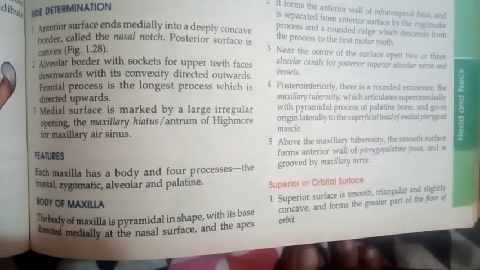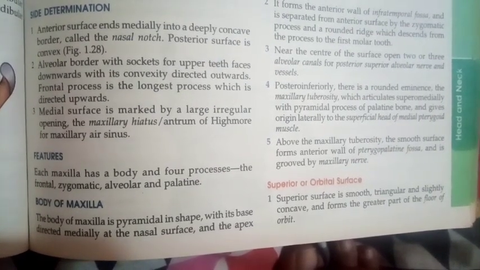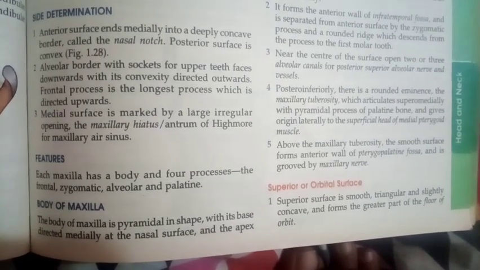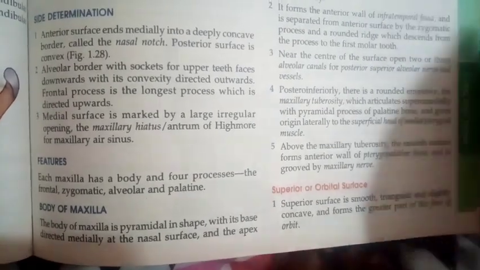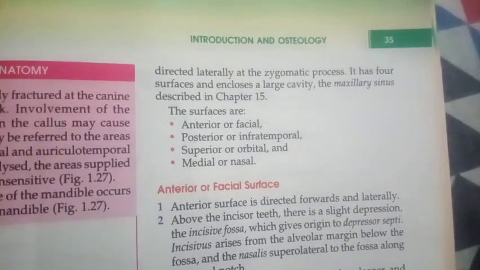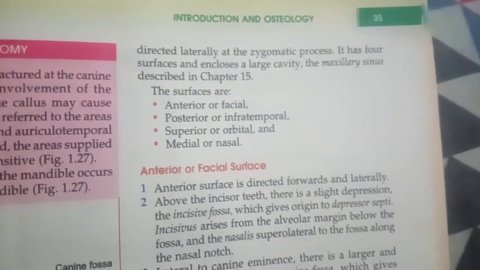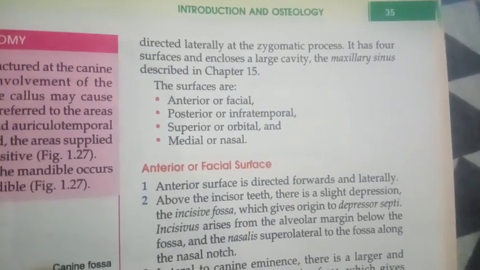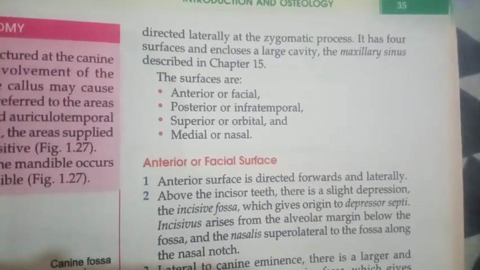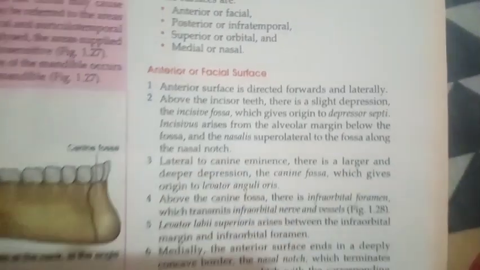Body of the maxilla: the body of the maxilla is pyramidal in shape, with its base directed medially at the nasal surface and the apex directed laterally at the zygomatic process. It has four surfaces and encloses a large cavity, the maxillary sinus. The surfaces are anterior or facial, posterior or infratemporal, superior or orbital, and medial or nasal.